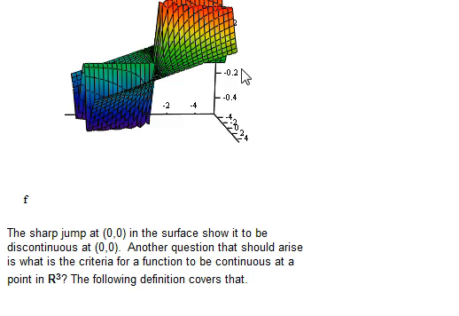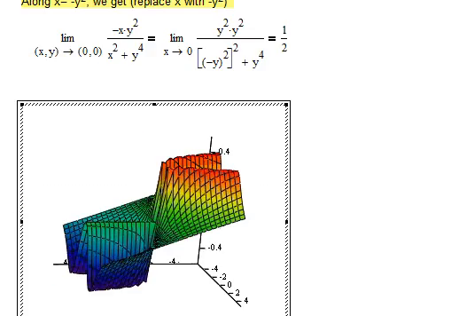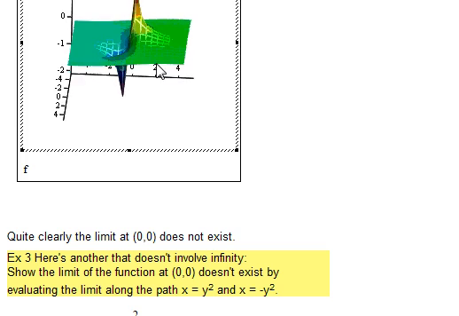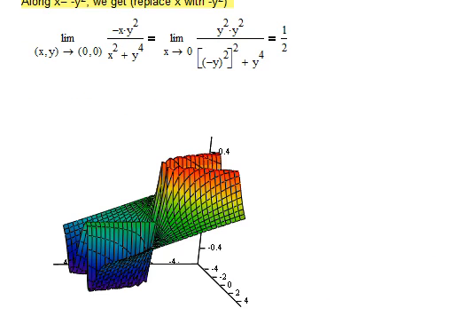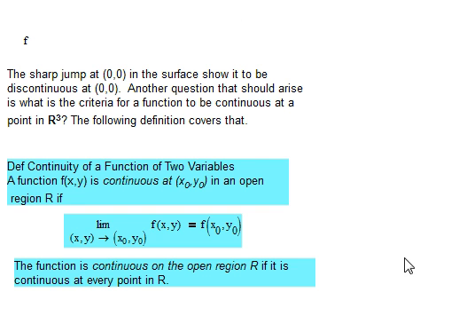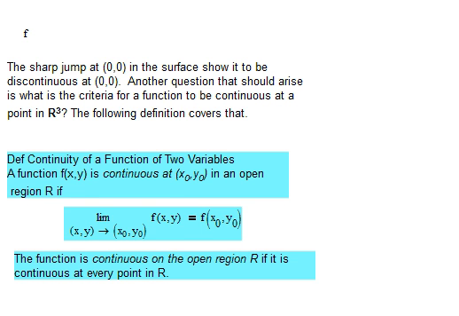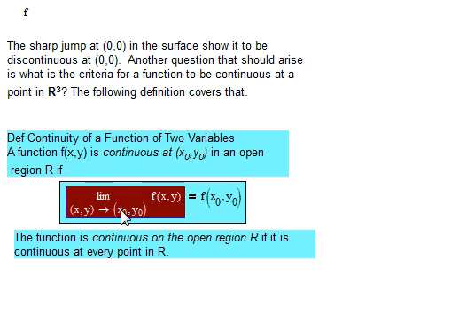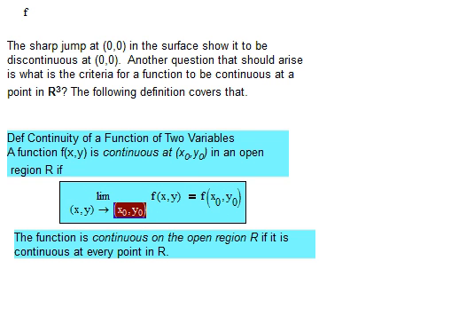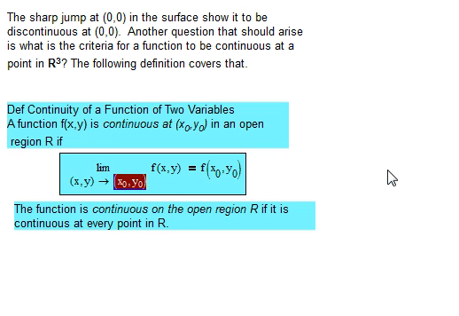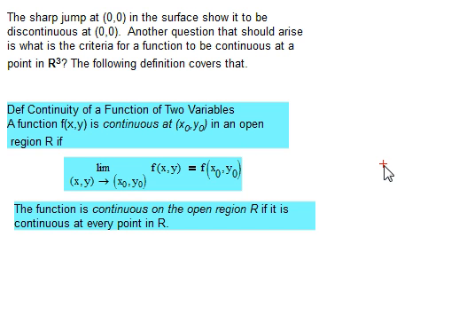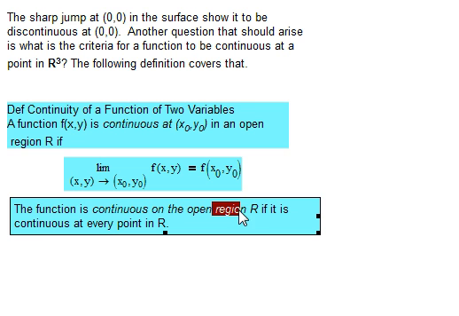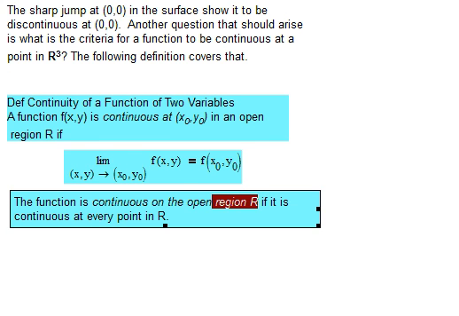So that would bar this kind of a problem. And did we have another one earlier? Yeah, that would bar this kind of a problem also, because it wouldn't matter what path, it would just be equal to f of x sub 0, y sub 0, if x, y is approaching x sub 0, y sub 0. And we wouldn't have that issue of multiple limits. So a function is continuous on an entire open region if it's continuous at every point in that region.